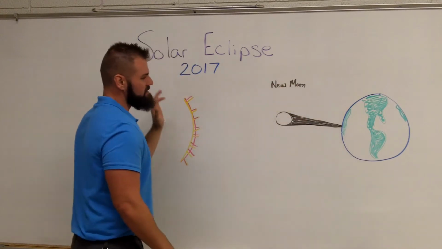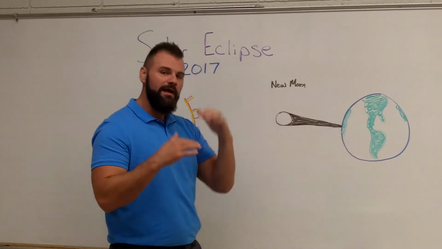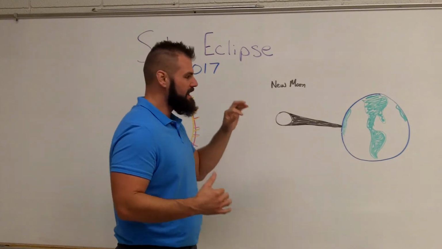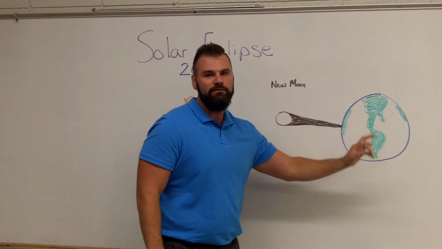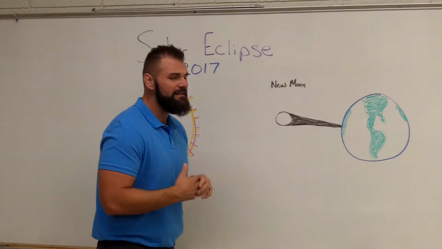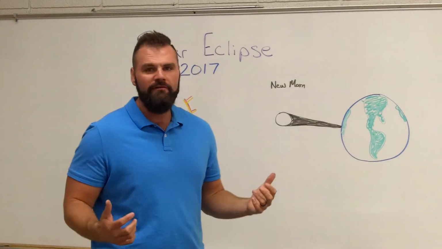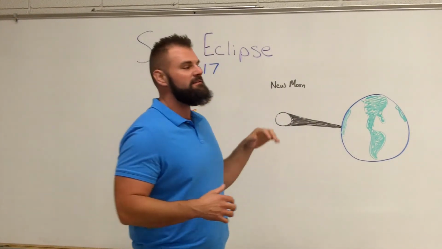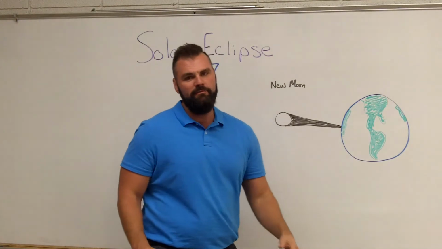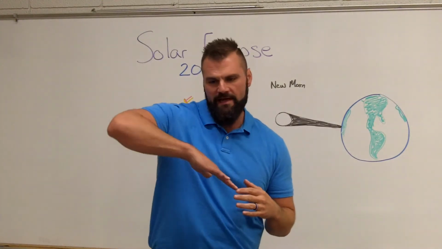coming in between the sun and the earth. And when it comes directly between the sun and the earth, and the moon's shadow is able to fall on the earth, then we have an eclipse. That doesn't happen every month. The moon's shadow doesn't fall on the earth, even though we have a new moon every month, because the moon's orbit is tilted at an angle.